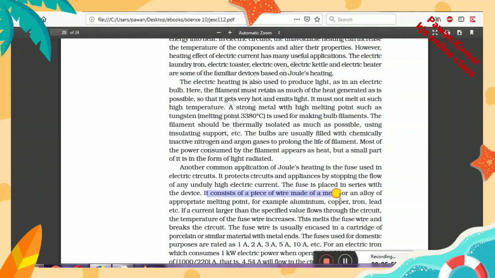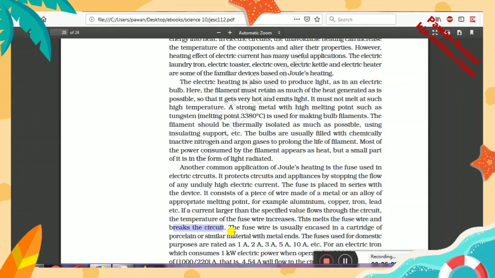It consists of a wire which is made up of metal or alloy of appropriate melting point, for example aluminium, copper, iron, lead, etc. It could be of anything. If a current larger than a specific value flows through the circuit, the temperature of the fuse wire increases, due to which it melts and breaks the circuit.